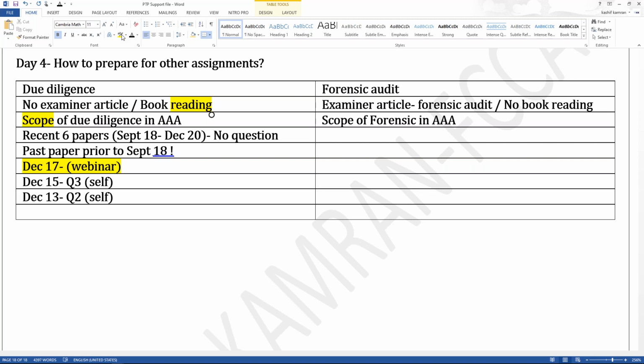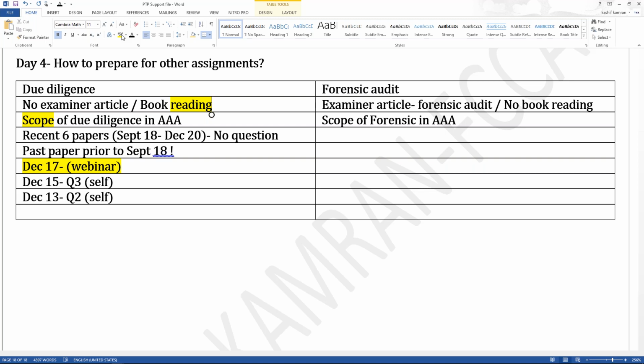When you look at the recent six papers, even though due diligence was tested, you don't have any published question. So you have to go to the prior papers, December 17, 15, and 13, right? And I'll be sharing the marking schemes. Obviously, every day I am sharing that, right? And the marking schemes have not changed for due diligence. It is still the same, whether it is an old paper or a new paper, right?